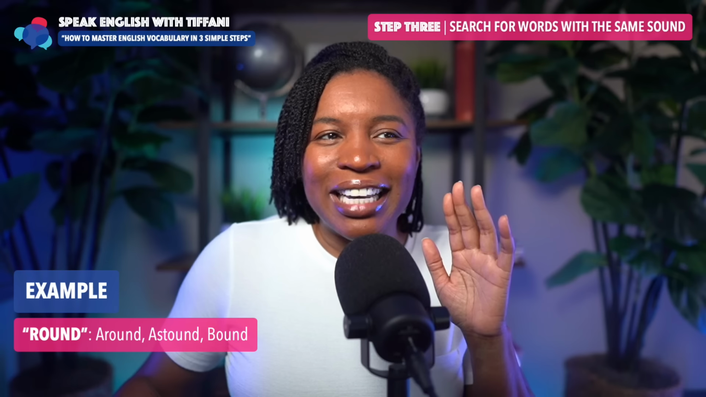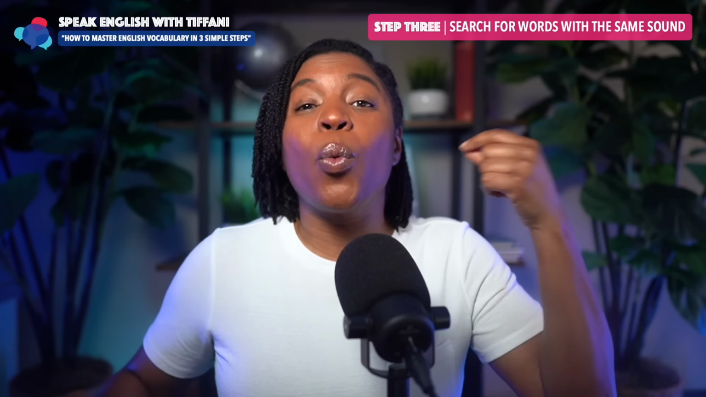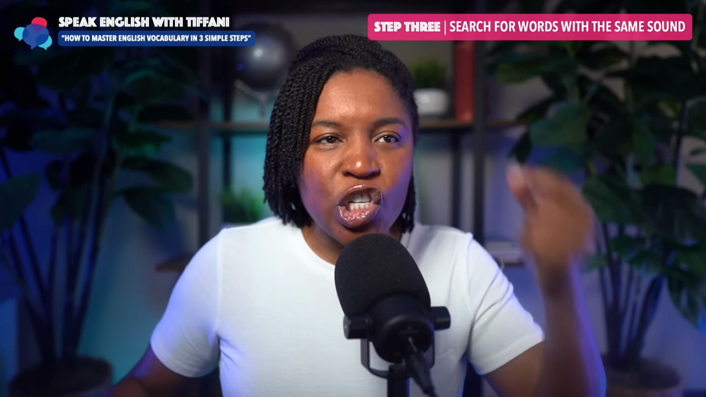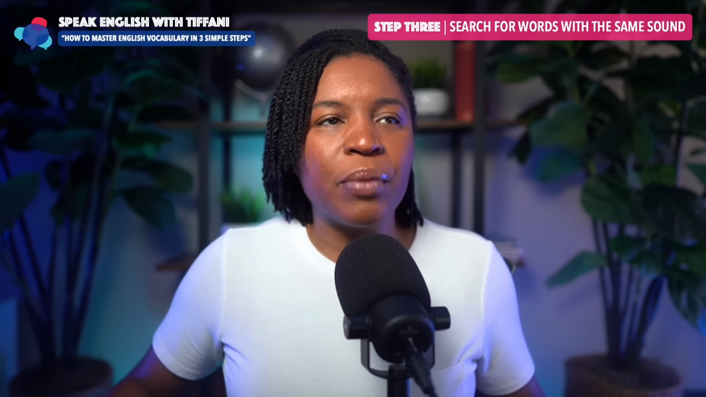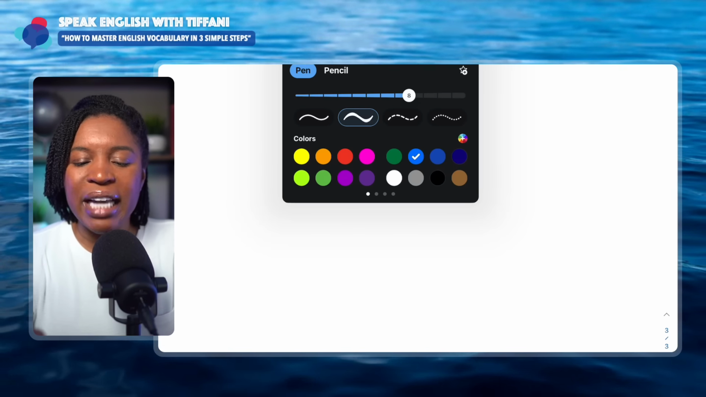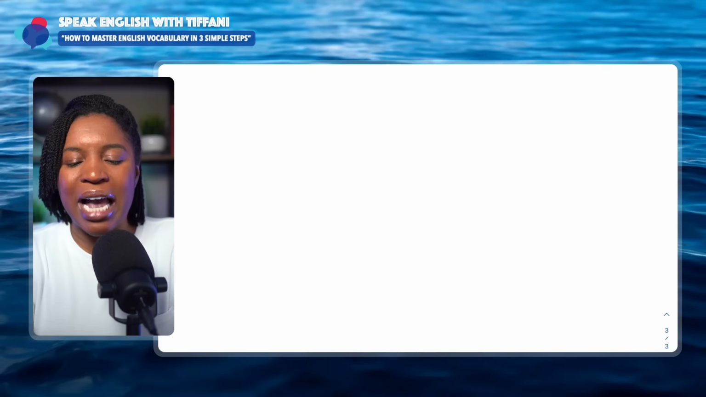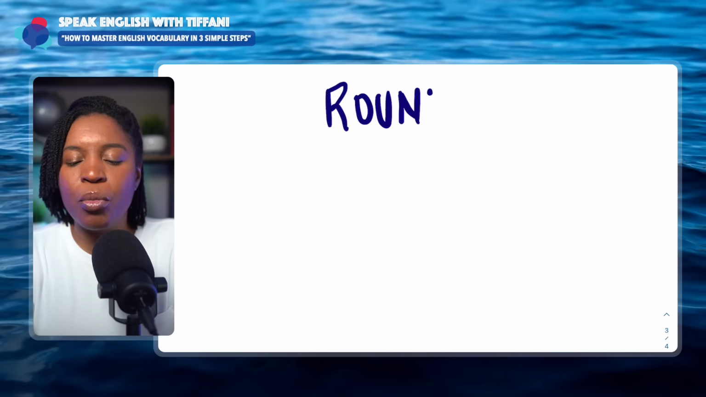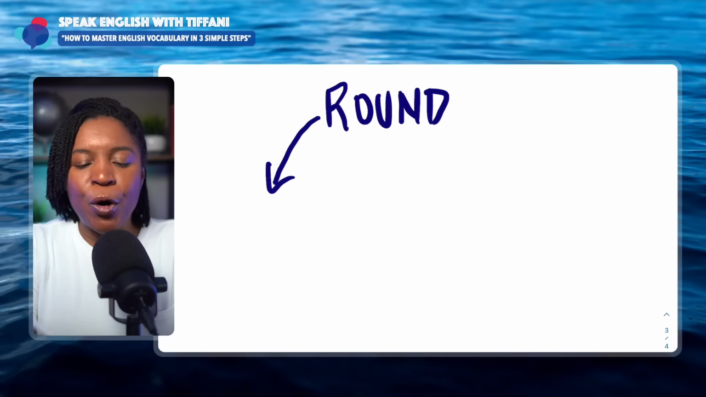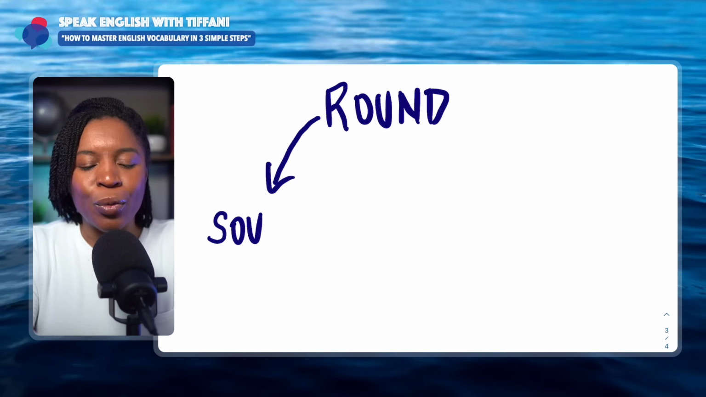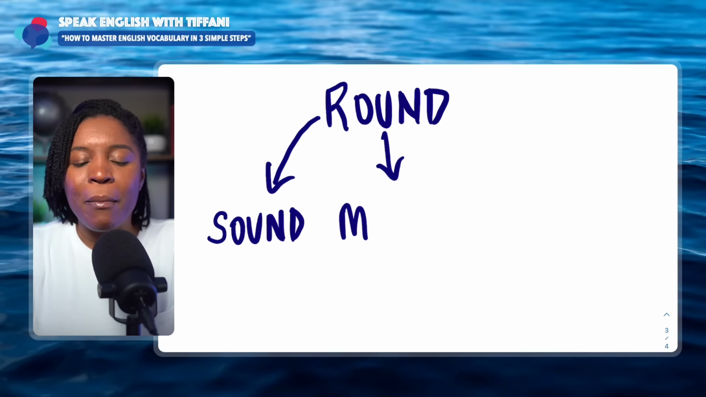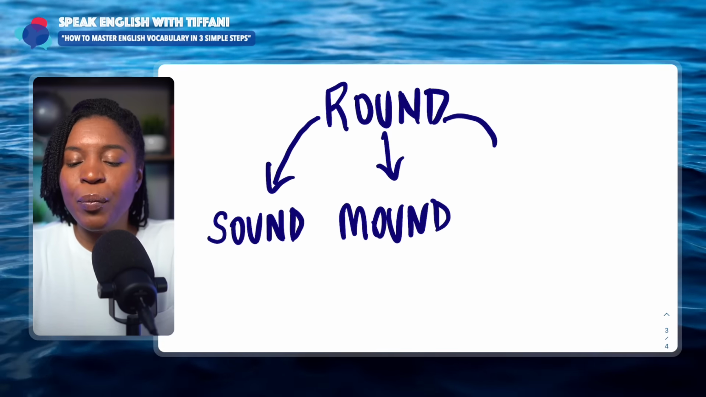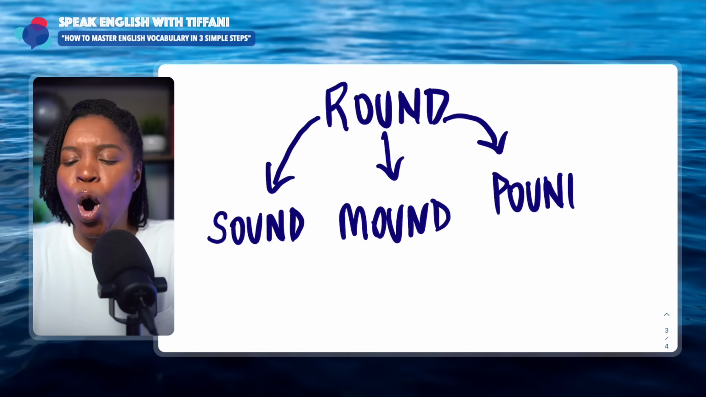Step number 3. We got the example. Don't look. Here we go. Step number 3: search for words with the same sound. Up until this point, we've been looking at the word round. So for example, let's say we're looking for words with the same sound. We have round, and for example, we have the word sound. Same sound, right? Round, we have mound, and then we also have pound.